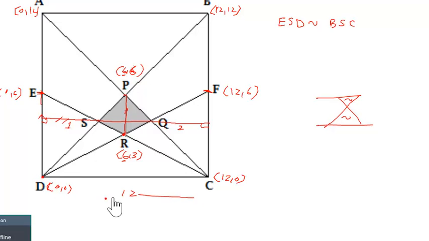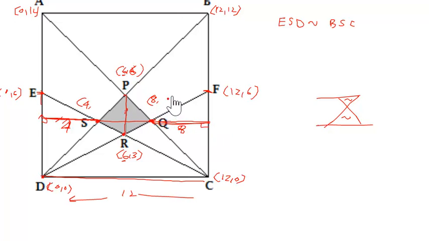The entire length is 12. So the value of this part has to be 4 and the value of SQ has to be 8. So this point is 4 distance away, and Q is also 4 distance away from BC because of the symmetry. So the x coordinate of S will be 4, and similarly the x coordinate of Q will be 4 from the other side. If this is 12, this is 4, this is also 4, then this part has to be 8. I'm talking about the x coordinate only, not the y coordinate.